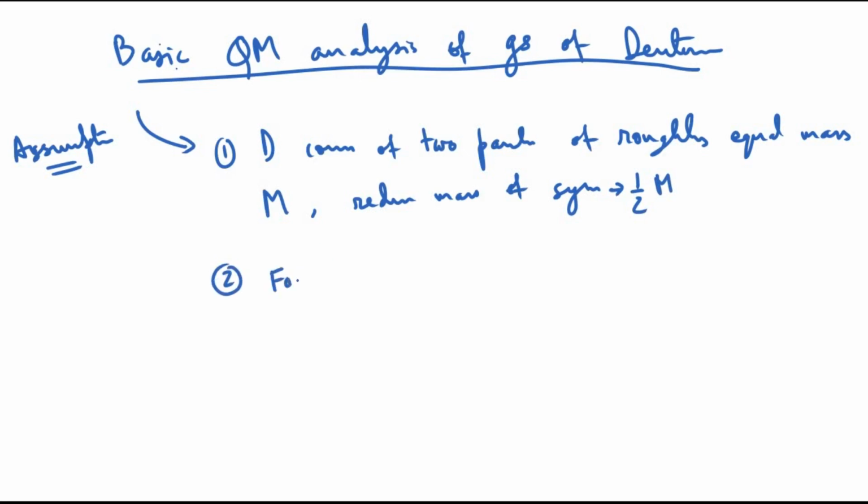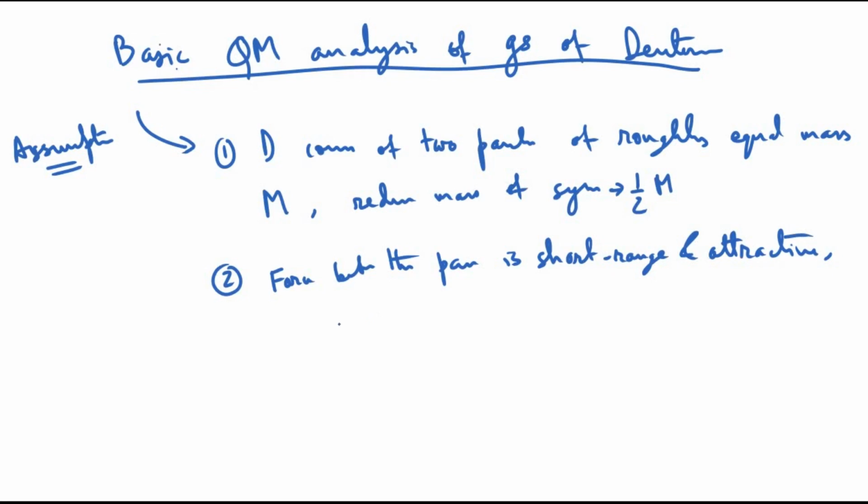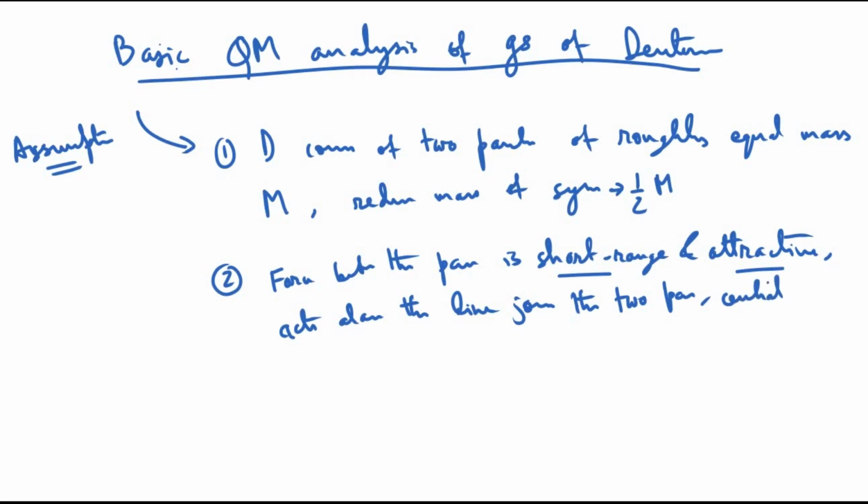The second assumption is that the force between the particles is short range and attractive. So number 1 short range, number 2 attractive, and number 3 acts along the line joining the two particles, that is, it's a central force.